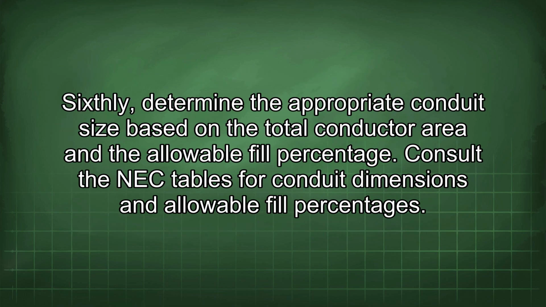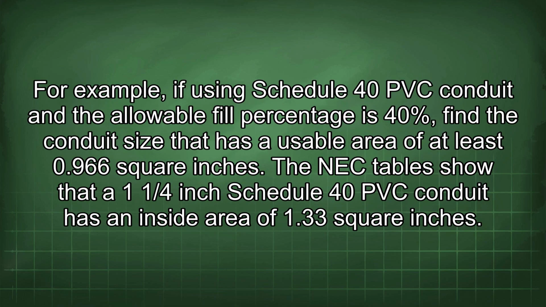Sixthly, determine the appropriate conduit size based on the total conductor area and the allowable fill percentage. Consult the NEC tables for conduit dimensions and allowable fill percentages. For example, if using Schedule 40 PVC conduit and the allowable fill percentage is 40%, find a conduit size that has a usable area of at least 0.966 square inches.